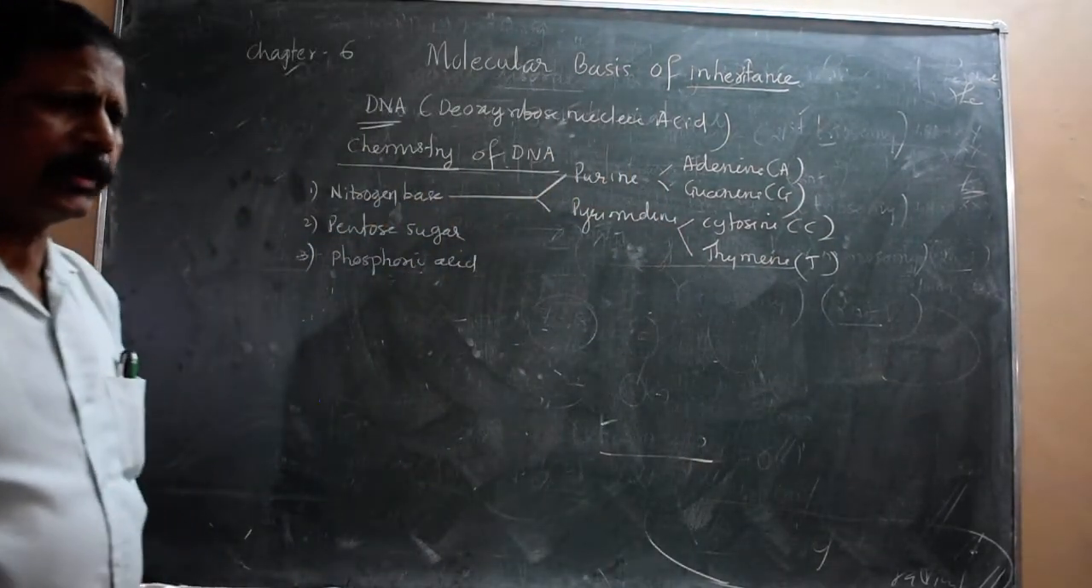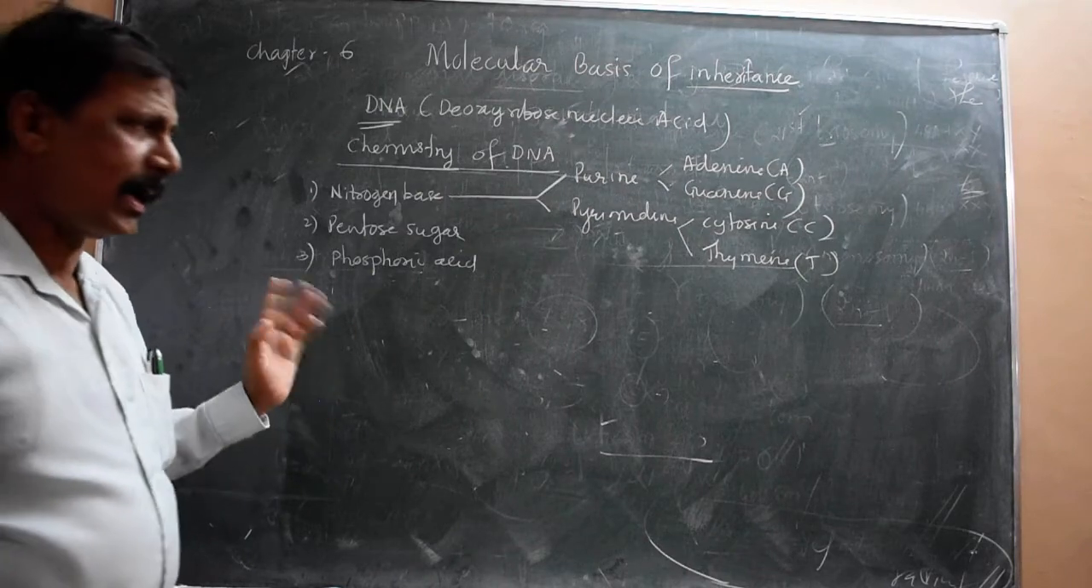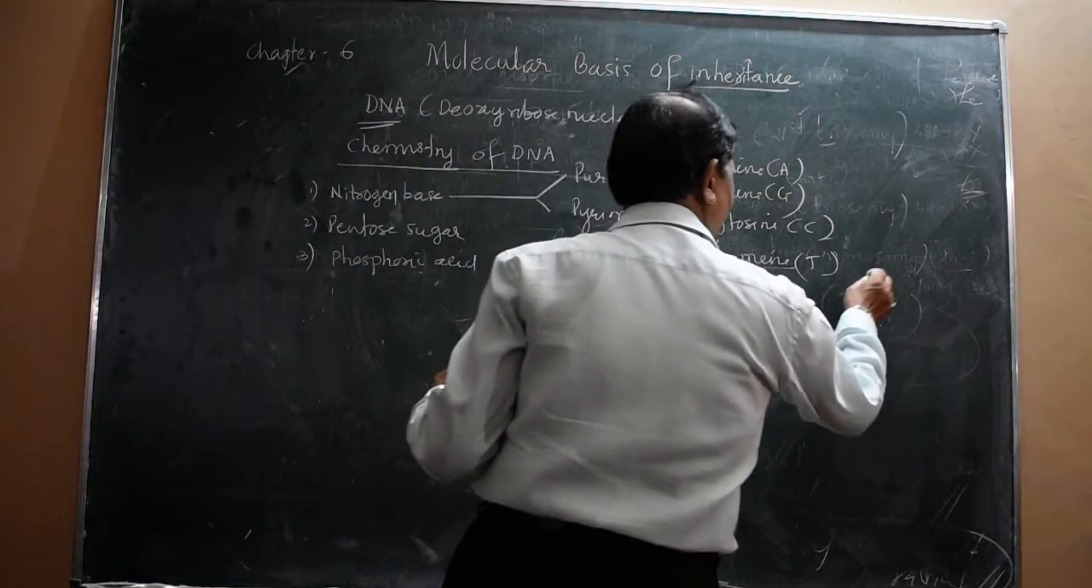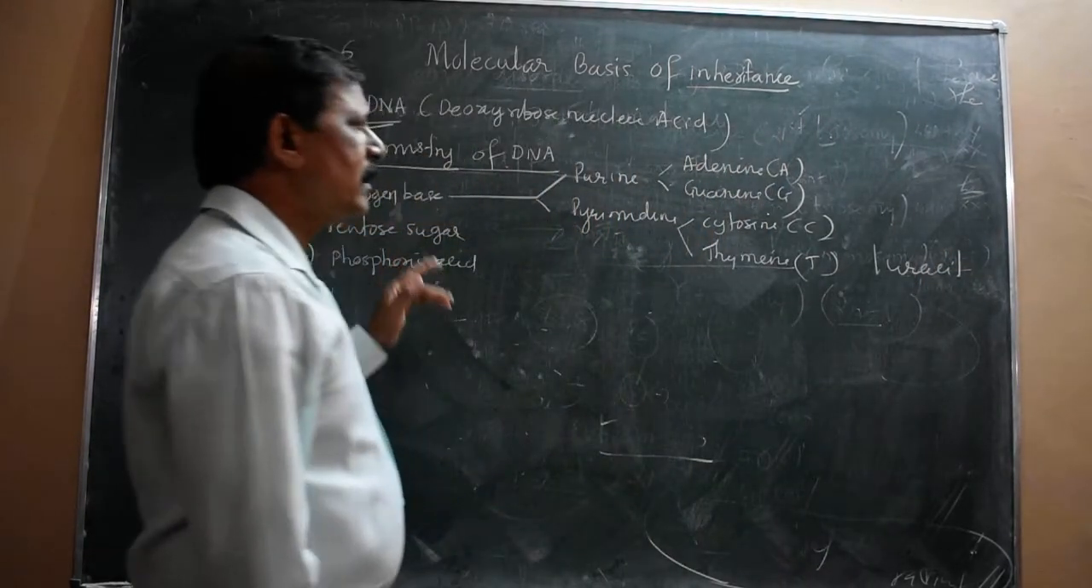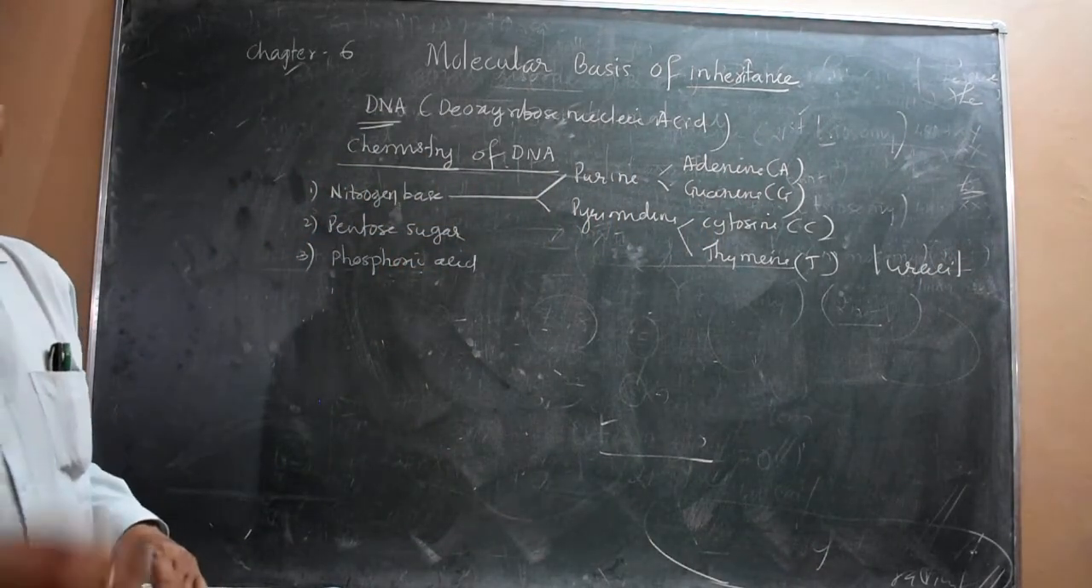And you also know that in RNA instead of thymine, what is present? Uracil. But you are not studying RNA here. You are studying about DNA. We will study about the RNA later also.